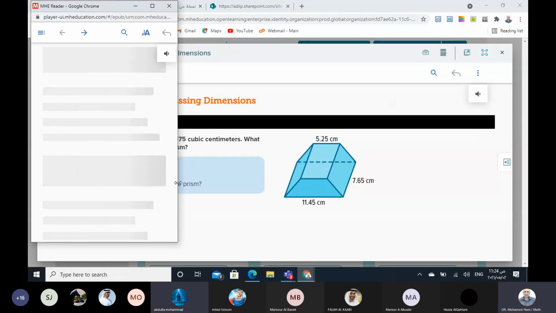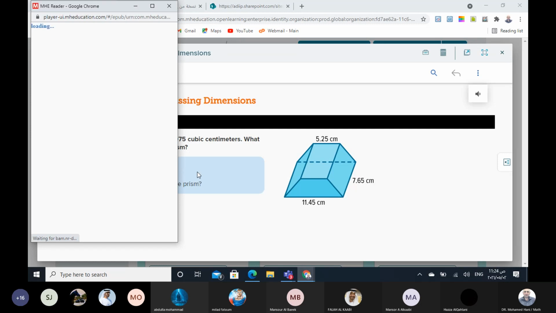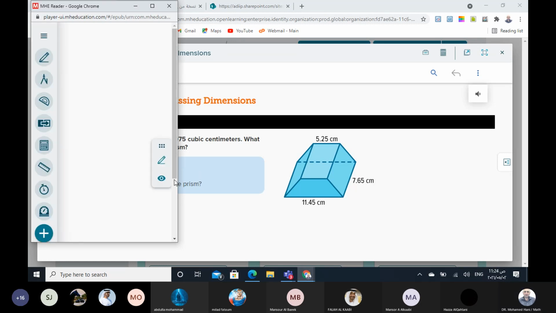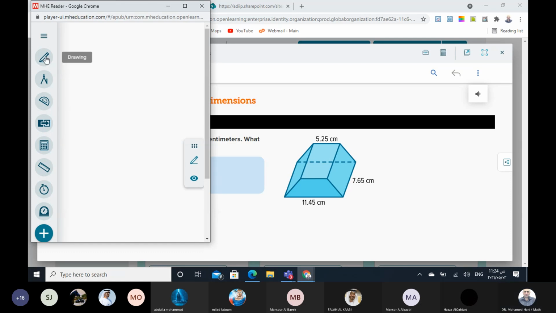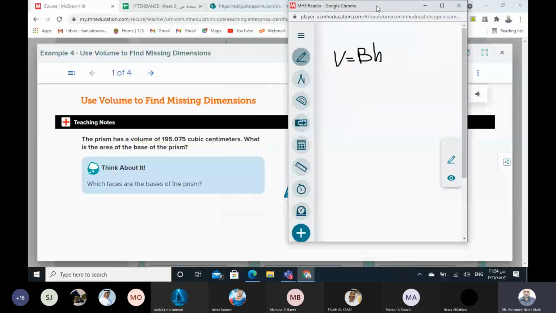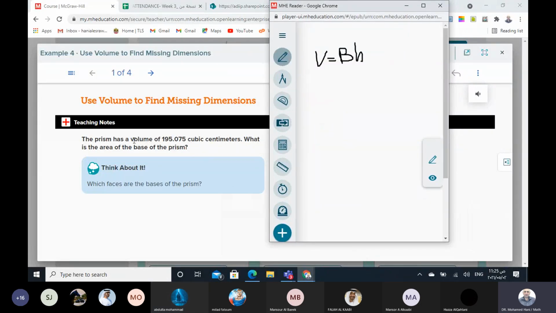The first step, write the formula. V equals the area of the base multiplied by the height of the prism. And as you see here, we have the volume, so the value of V will be 195.075, equals.